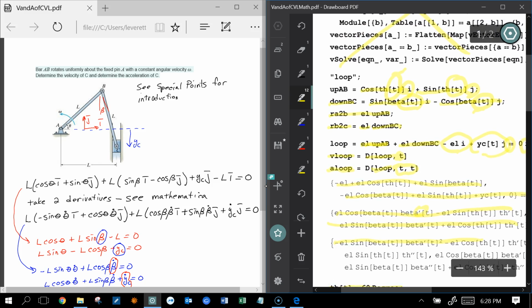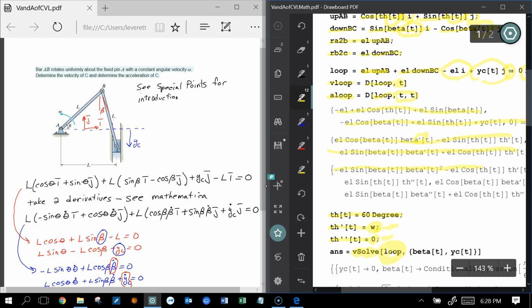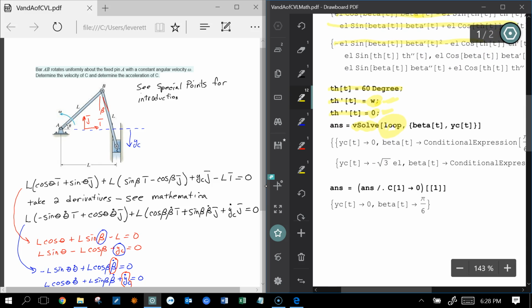Well, if you look at it, the only thing up here that you don't know is the beta and the YC. So I'm going to solve for beta and YC. Remember, it's not YC, it's YC bracket T. So make sure you put the bracket T in there or it'll get confused and not know what to do.